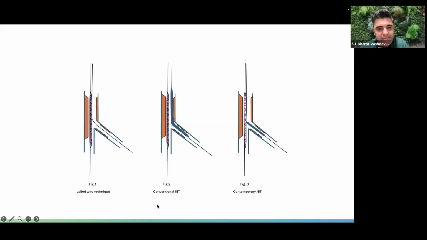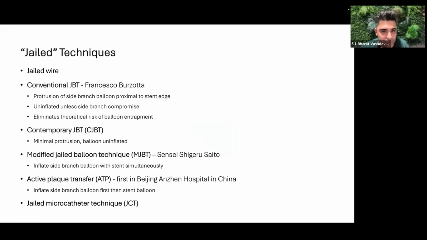The second figure here shows the conventional jailed balloon technique. Now, this is a technique that was described by Francesco Burzotta, and really what it involves is the protrusion of a side branch balloon proximal to the stent edge. So you put an uninflated balloon extending from the side branch to the proximal stent edge, and you leave it there.